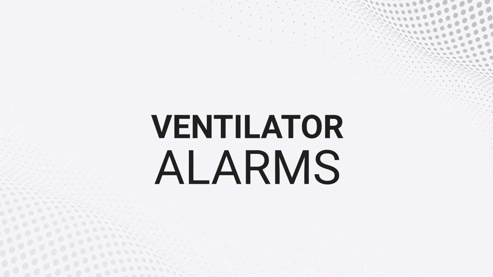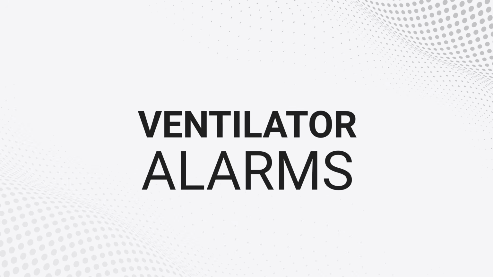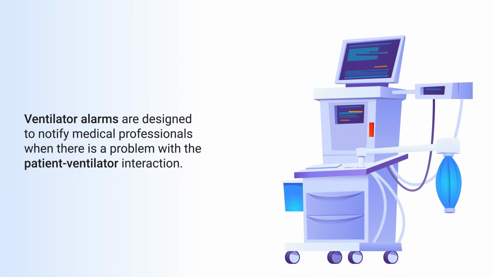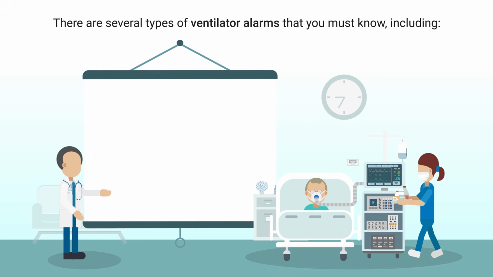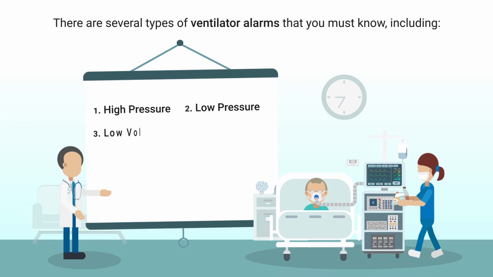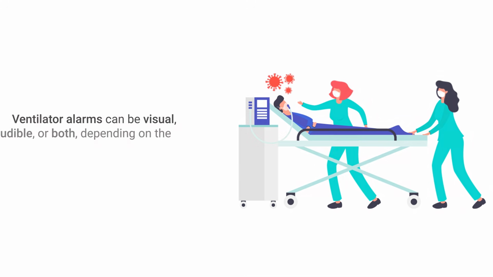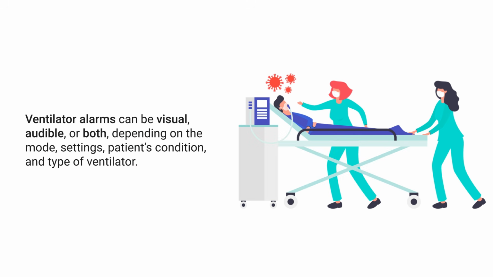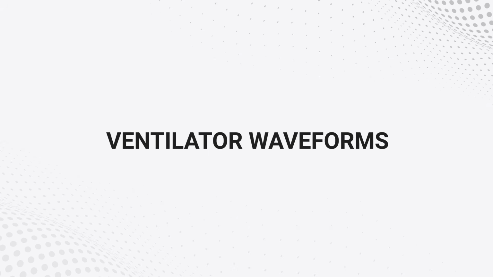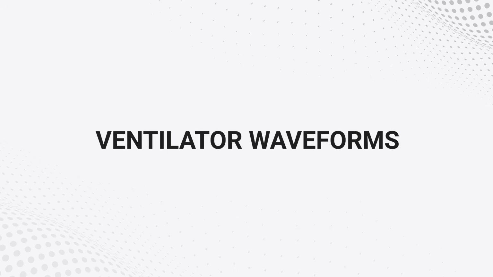Another important topic that I need to mention is ventilator alarms. Ventilator alarms are designed to notify medical professionals when there is a problem with the patient-ventilator interaction. There are several types of ventilator alarms that you must know, including high pressure, low volume, high frequency, apnea, high PEEP, and low PEEP. Ventilator alarms can be visual, audible, or both, depending on the mode, settings, patient's condition, and the type of ventilator. Which leads to the next topic, and that is ventilator waveforms.